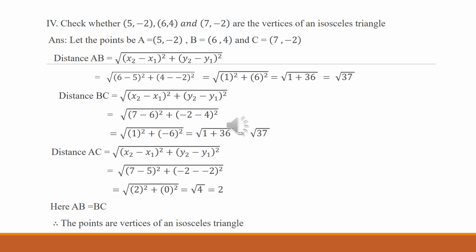And finally, the distance AC is equal to, take the coordinates of A and C, subtract the x coordinates, square it, subtract the y coordinates and square it, add both. We can take it as (7 minus 5) whole square plus (negative 2 minus negative 2) whole square, which is equal to square root of 2 square plus 0 square, equal to root of 4, equal to 2. Here the two sides AB and BC are equal. Therefore, we can say the points are vertices of an isosceles triangle.